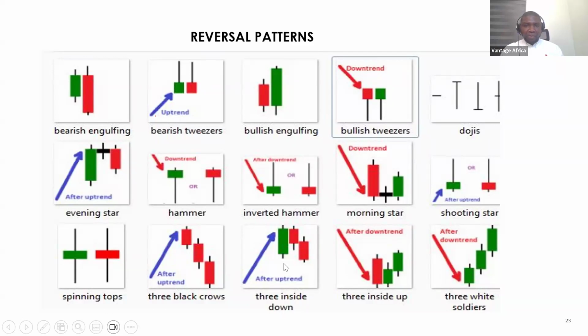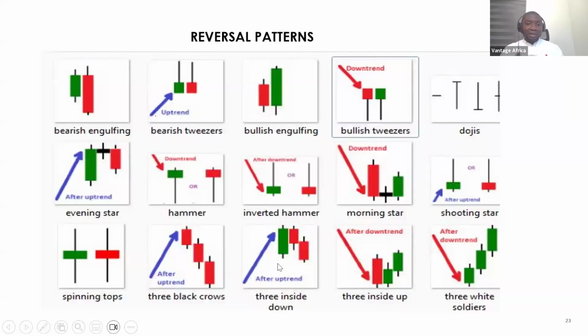Then you have the three inside down. You have a green candlestick, price has been bullish. Then you have a red followed by a red. Now, with these two reds forming, you are expecting price to drop further. That's what we call the three inside down.